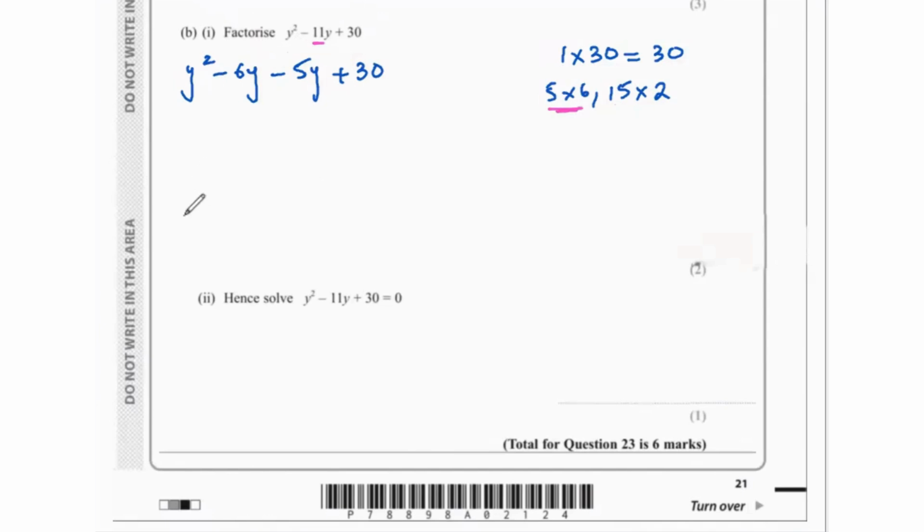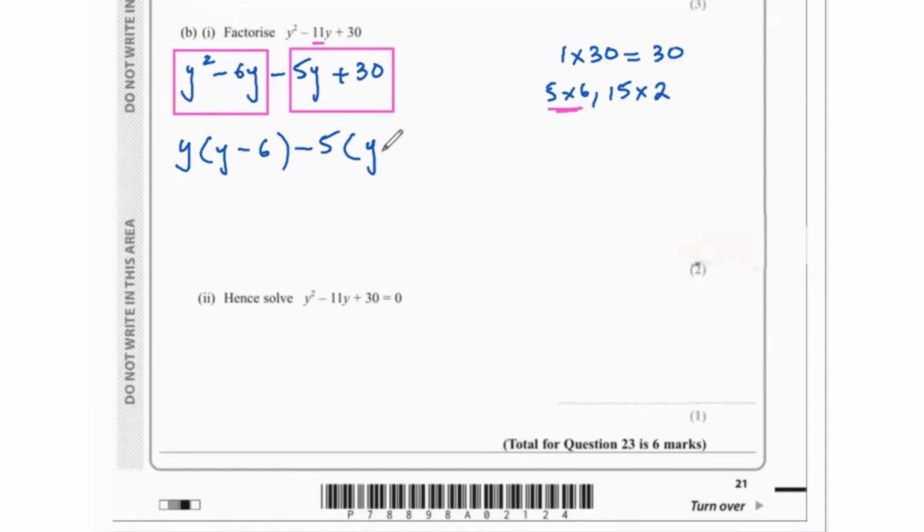After this, we split the expression into two groups. The first group is the first two terms, and the last group is the last two terms. We'll factor these two groups separately. In the first group, the highest common factor is y, so y minus 6 goes in the bracket. In the last two terms, negative 5 is the highest common factor, so y minus 6 in the bracket. Now between y and negative 5, we have y minus 6 common, so y minus 5 goes in the other bracket. And this is your fully factorized answer. You don't do anything after that.